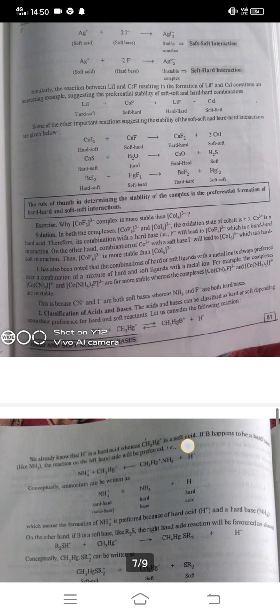The question is why cobalt hexafluoride complex is more stable than cobalt hexaiodide. In both the complexes, the oxidation state of cobalt is 3+. Co³⁺ is a hard acid. Therefore, its combination with the hard base F⁻ leads to the formation of cobalt hexafluoride, which is a hard-hard interaction. On the other hand, combination of cobalt with a soft base leads to cobalt hexaiodide, which is a hard-soft interaction.